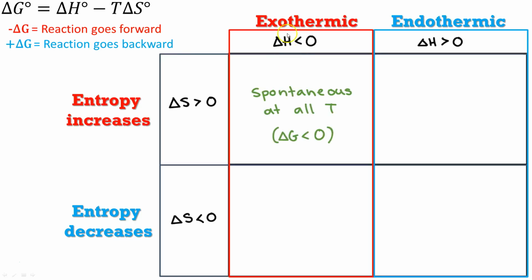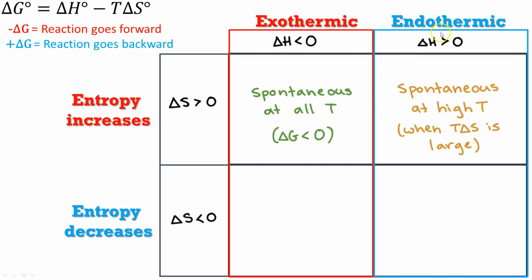So an exothermic reaction where the entropy is going to increase, those are things that are favored. That's going to make this number negative, and I am increasing my amount of entropy. At all temperatures, this reaction is going to go forward. I'm going to have a negative delta G. This reaction is going to happen.